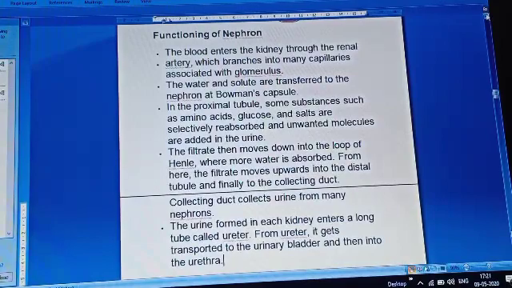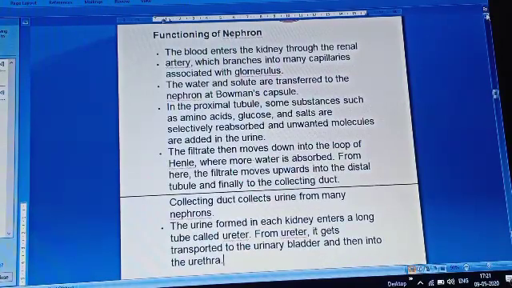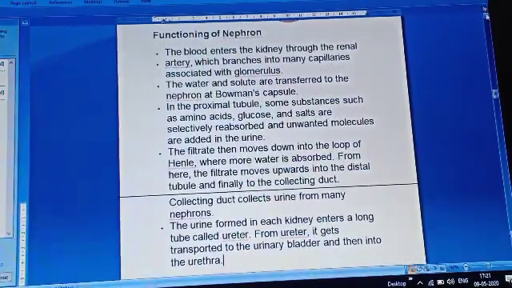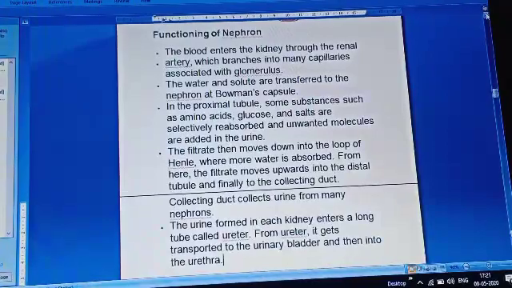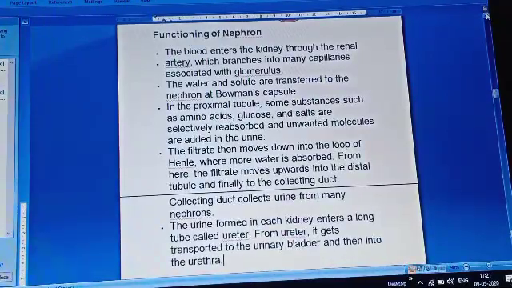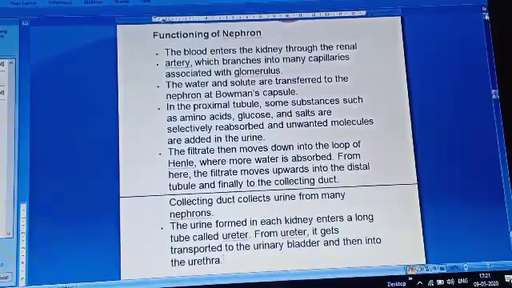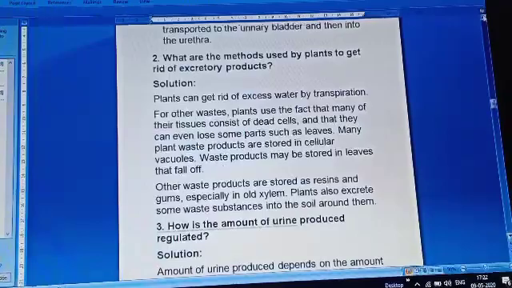The urine formed in each kidney then enters the ureter. Then the ureter transfers it to the urinary bladder. When the urinary bladder is full, the urine goes outside by the urethra.